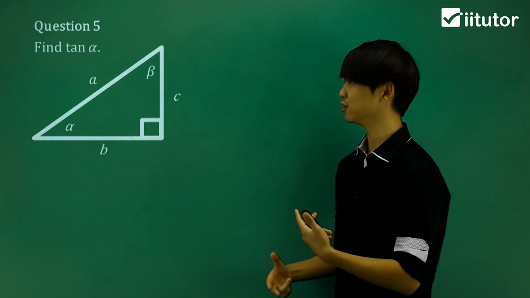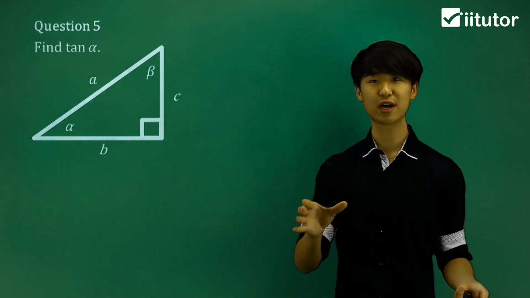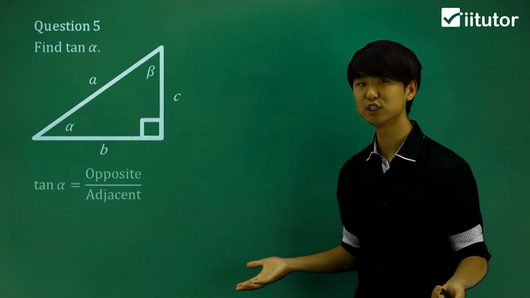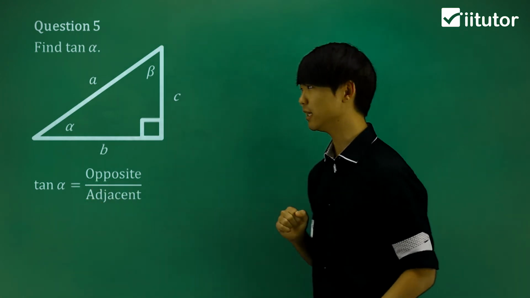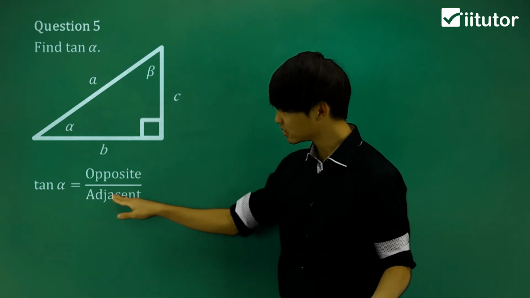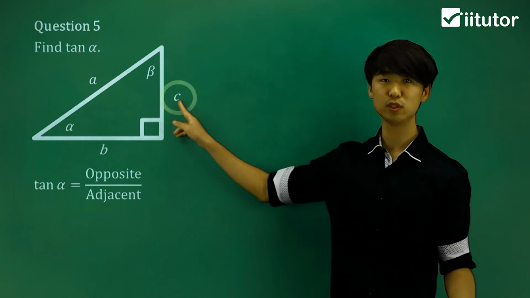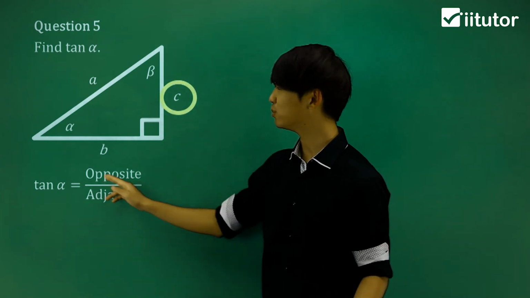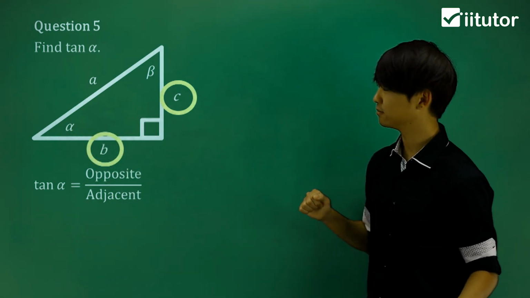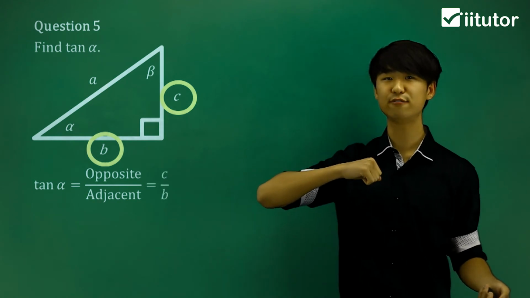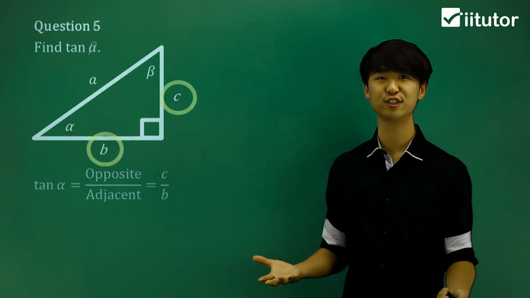Now tan alpha, so using tan. Tan was the ratio, if we look at the phrase SOH CAH TOA, the last one was TOA. So we know tan equals opposite over adjacent. So this is alpha. The side opposite here is going to be C. The side adjacent to alpha is going to be this one, B. So opposite over adjacent, tan alpha is C on B. So it's not too hard. We're just going to memorize these trigonometric ratios.